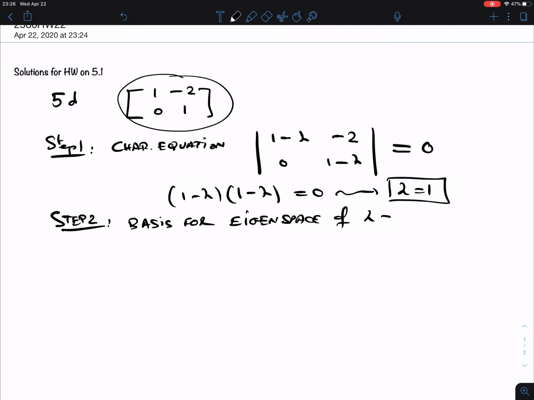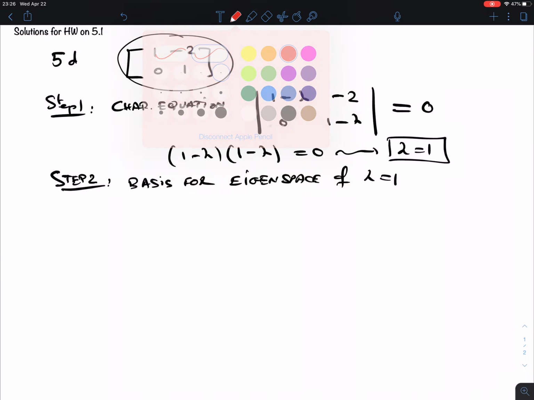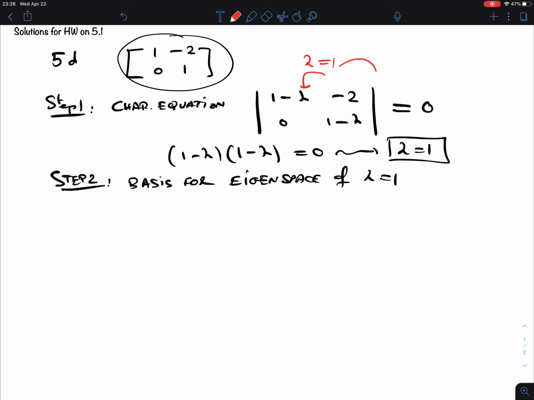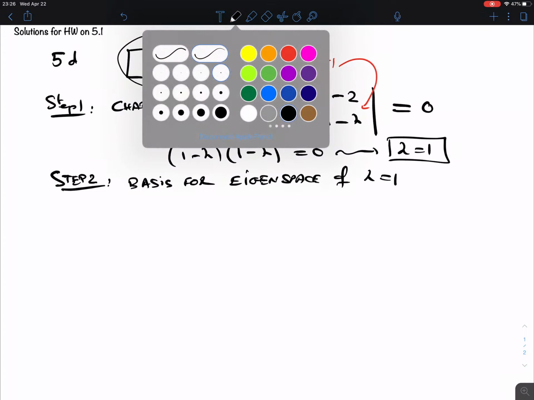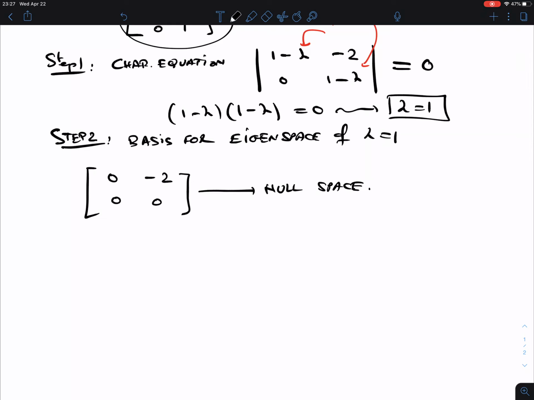of lambda equals 1. Okay, so what we do, we're going to replace this lambda here, so we put lambda equals 1 in here. So what we get is the matrix 0, negative 2, 0, 0. Now a basis for the eigenspace, this means what? That we need to find the null space of this matrix. Okay, don't remember what this means. So how do we do that?